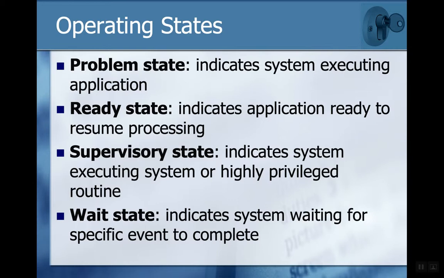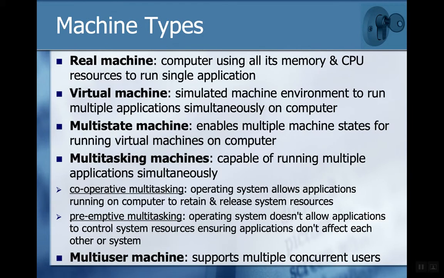Operating state, in a similar fashion. This deals with operating system functions: ready, supervisory, wait states, problem state. From a modeling perspective, these are all activities where you need to understand what they are in terms of security. And then machines. There are different machine types out there. Traditionally, we call it a real machine, like a PC. A real PC is a computer that uses memory and CPU to run a single application, your traditional computer.